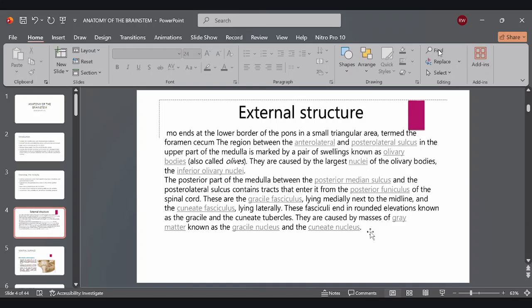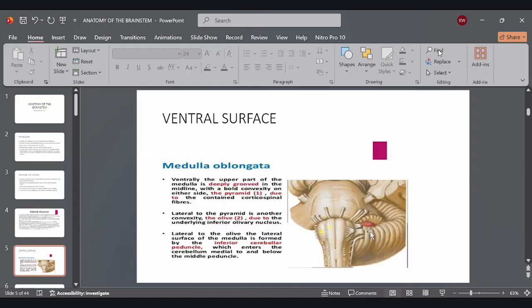Now, the ventral surface. In the ventral medulla oblongata, the upper part of the medulla is deeply grooved in the midline with a bold convexity on either side, the pyramid, due to containing corticospinal fibers. Then lateral to the pyramid is another convexity where we have the olive, due to the underlying inferior olivary nucleus. As you're able to see, these are the nuclei that we're talking about.